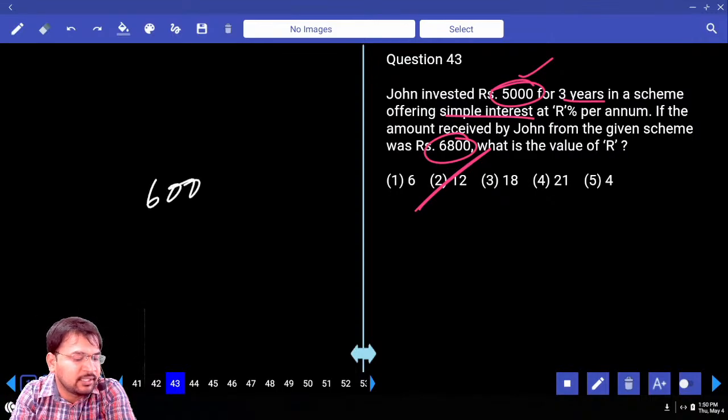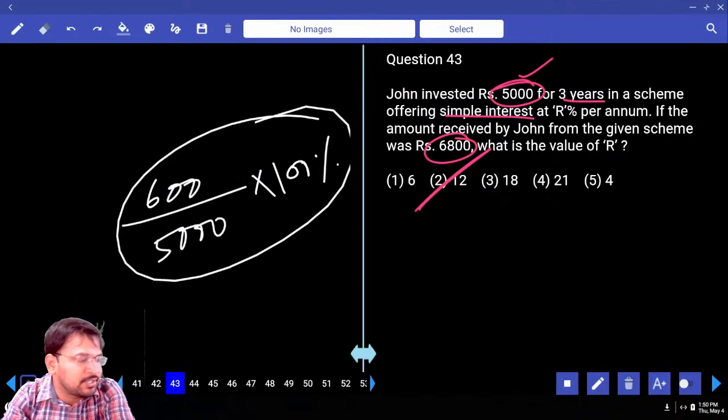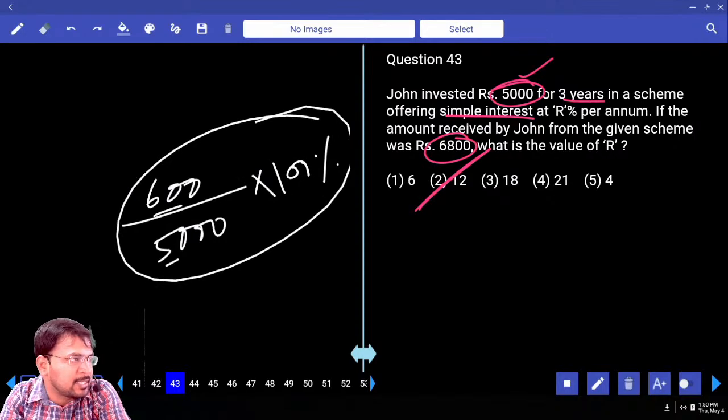See, interest is always calculated on principal. So your answer is 12%. 5 is there, 60 is there, 5 12s are 60. Zeros automatically get cancelled. Are you ready?